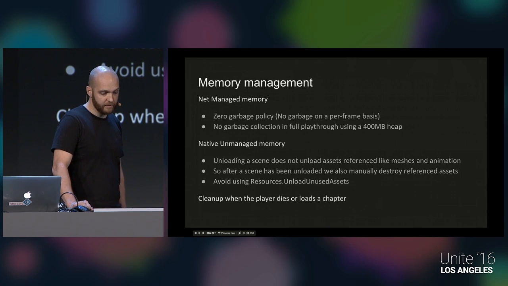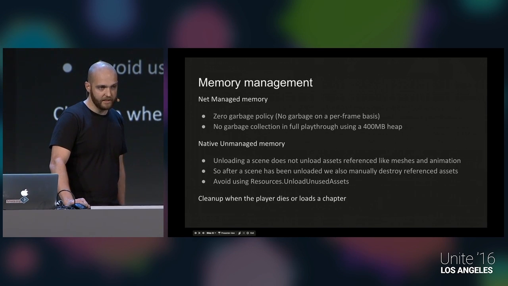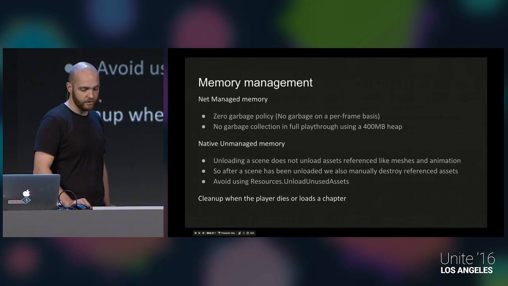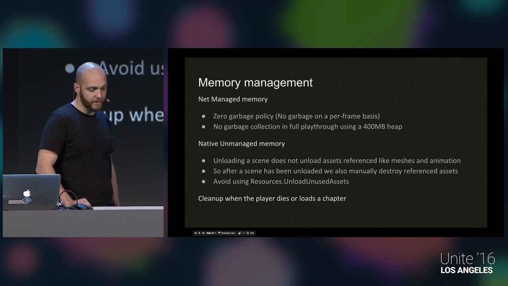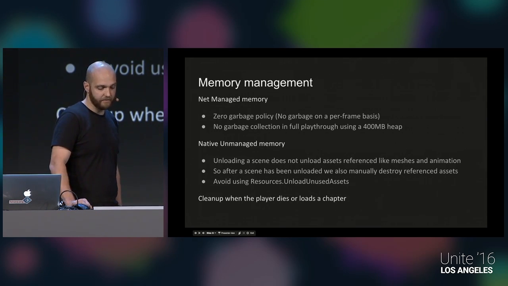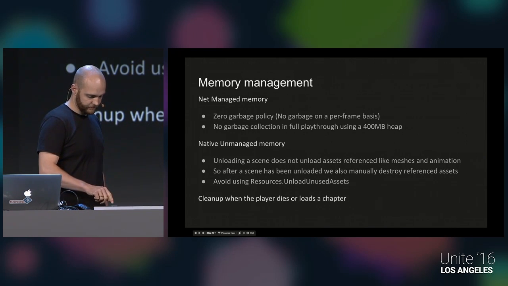For the unmanaged memory, when we are doing all this loading and unloading of scenes as we progress through the game, we only remove the hierarchy nodes and not the assets that are referenced by these hierarchy nodes. That's things like meshes and animations and so on. After a scene has been unloaded, we do a manual destroy of each of these individual objects. We do that manually because using Resources.UnloadUnusedAssets during active gameplay would cause stutters. Then, of course, when the player dies or loads a chapter, we utilize this point in time to do a GC collect and unload unused assets.